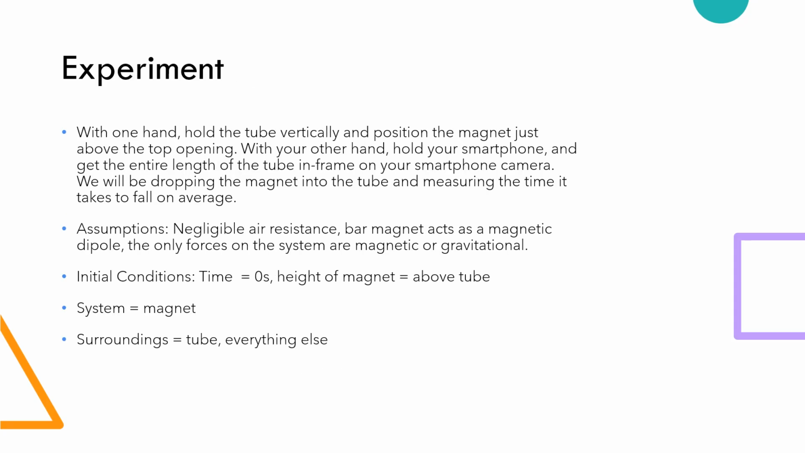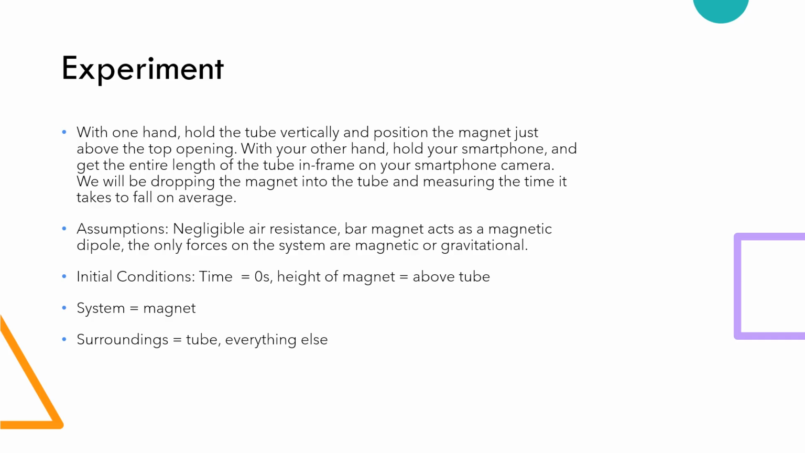The experiment. With one hand, hold the tube vertically and position the magnet just above the top opening. With your other hand, hold the smartphone and get the entire length of the tube in frame on your smartphone camera. We will be dropping the magnet into the tube and measuring the time it takes to fall on average. So this is the procedure for the experiment that we did.